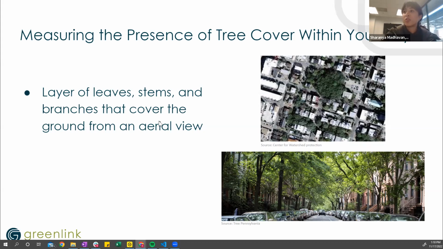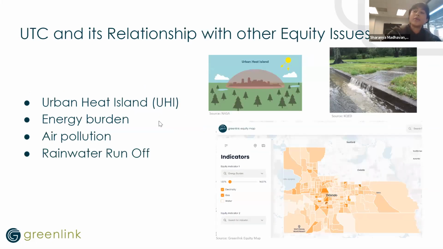So before we get into the data set, I want to talk a little bit about urban tree canopy and its relationship with other equity issues and other indicators that we have in the GEM platform, but also other issues that we all kind of know exist today. So starting with urban heat islands, also known as UHI. Trees provide shade and cool paved surfaces. So they really do help mitigate the urban heat island effect by cooling the areas around them. But they also reduce energy demand. So therefore, energy burden has a strong relationship with the amount of trees that are found in its area.